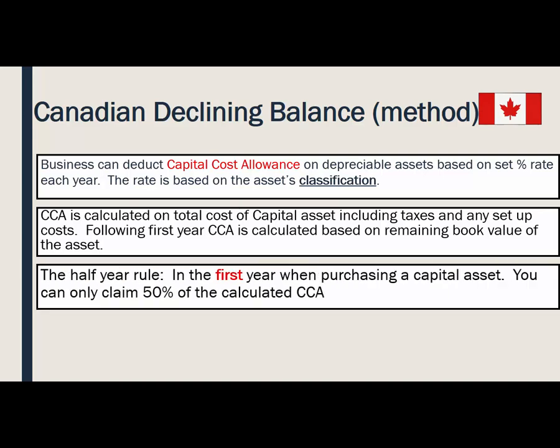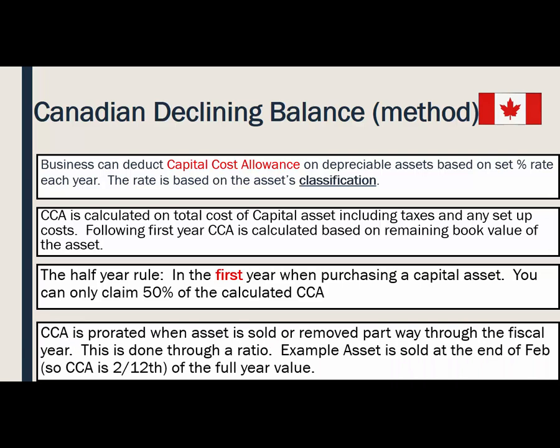There is a rule that you really want to remember, and that is in the first year when purchasing a capital asset, you can only claim 50% of the calculated CCA, capital cost allowance. This accounts for when people are purchasing assets either at the beginning of the year or at the end, or in the middle. You will not always be purchasing a capital asset right at the beginning of your fiscal year or right at the end of your fiscal year. By only allowing companies to claim 50%, the government believes that this will wash out everything and it will all even itself out over time.